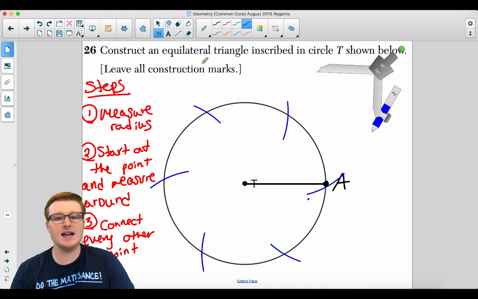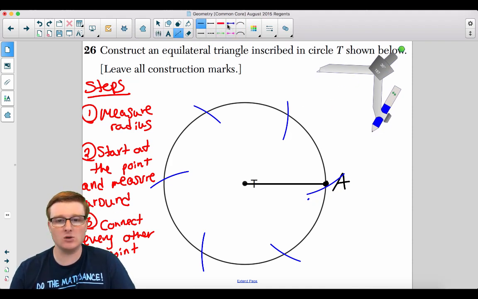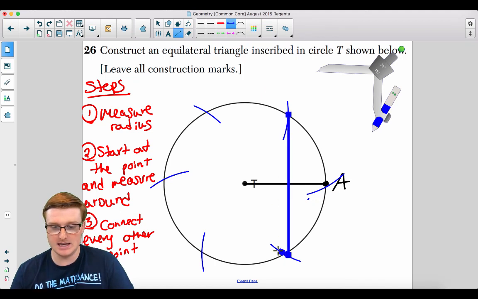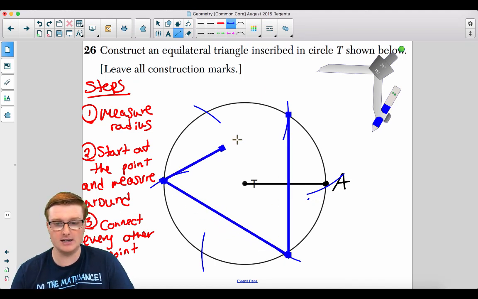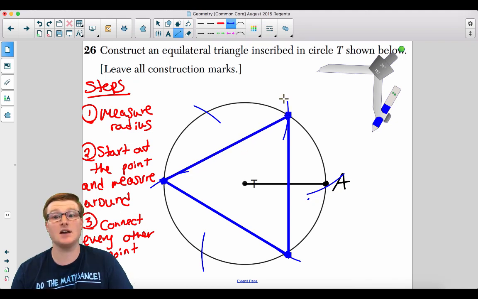So now I said connect every other alternating point in order to construct an equilateral triangle. So every other point means this, ladies and gentlemen, right here. And that is how you construct an equilateral triangle.